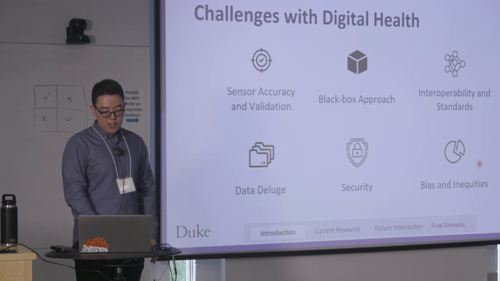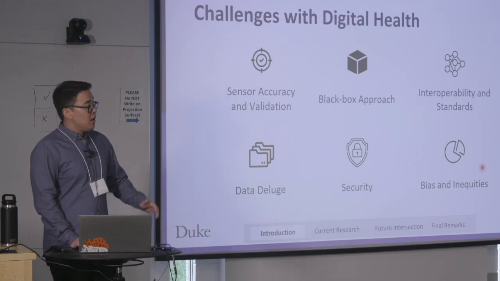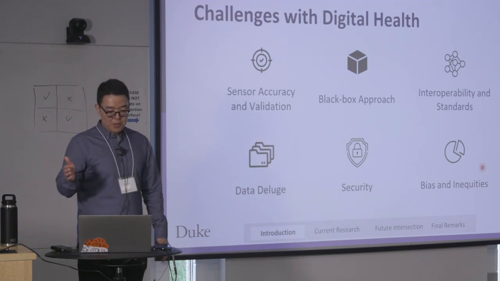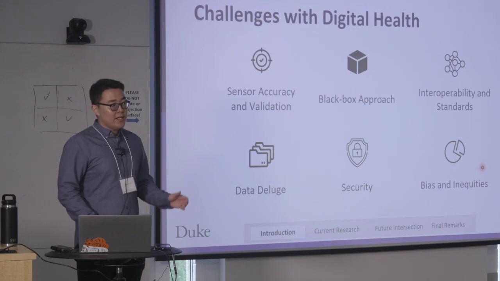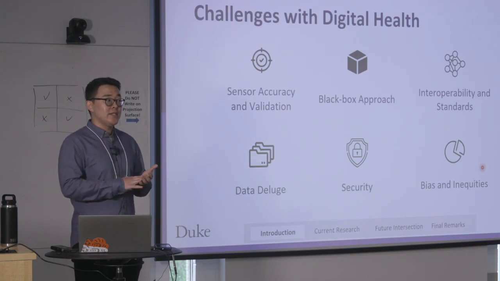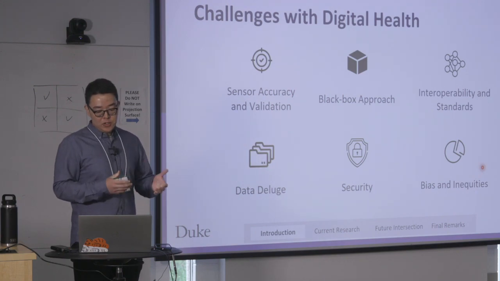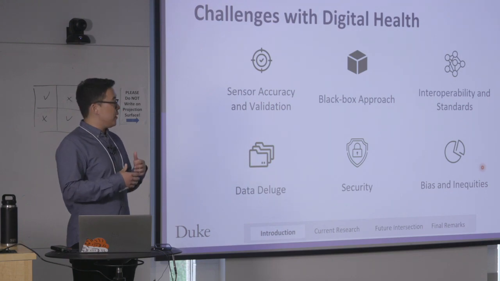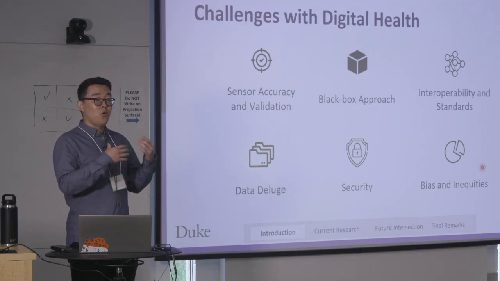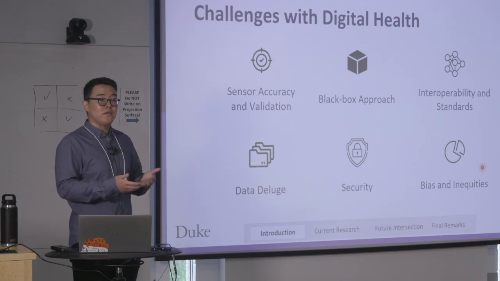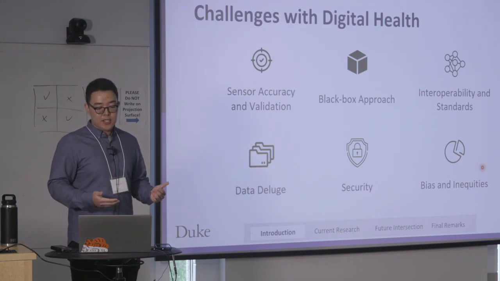And then the last point, bias and inequities. This is something that I'll be touching more on during the remainder of this talk. There is a bias in terms of how we're collecting the data and who this technology is available for. And so we want to make sure that any of the algorithms that we develop are accurately tested and trained for the target population that we want to provide some sort of intervention or detection model for.